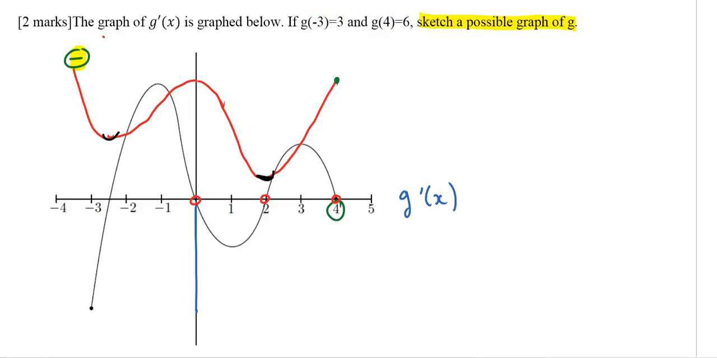This is going to be 4 comma 6, and this point right here is going to be negative 3 comma 3. Alright, so there you go.